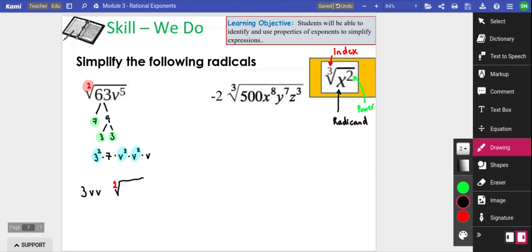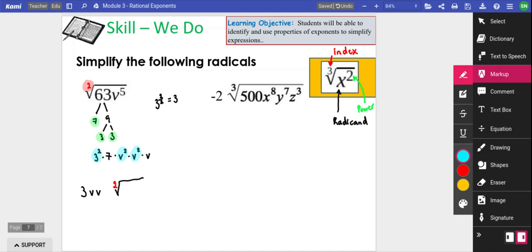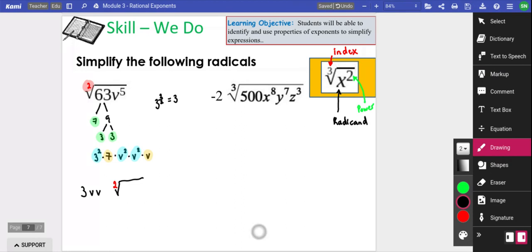Again, the reason why we do this is because we have 3 squared. The index is a 2, so we put it underneath, and now we have 3 to the 2 over 2, which is 3 to the first power, and that's why the exponent right here is no longer there. Going back to the problem, anything that doesn't have an exponent of 2, that has a lower exponent, goes inside. 7v stays inside.